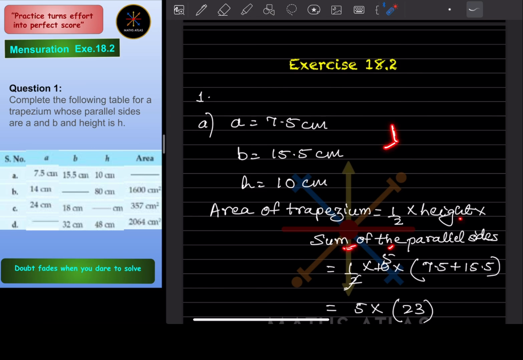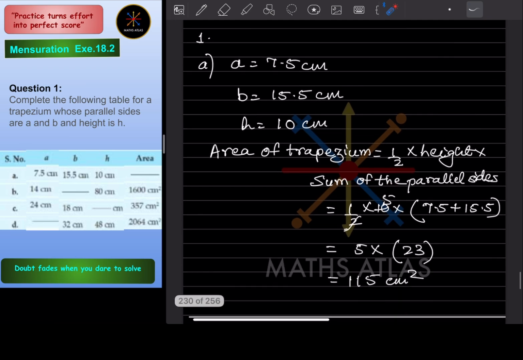In some books you will also find it like this, half into (a plus b) into h. The sum means that you are going to add the parallel sides a and b, and into h. There is nothing in between, which means this is a multiplication over here. You can write it this way or that way. So now let us plug in the values.